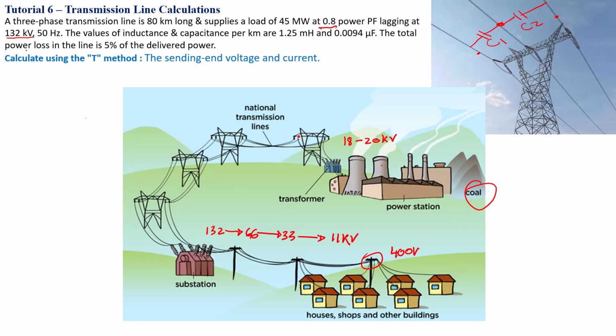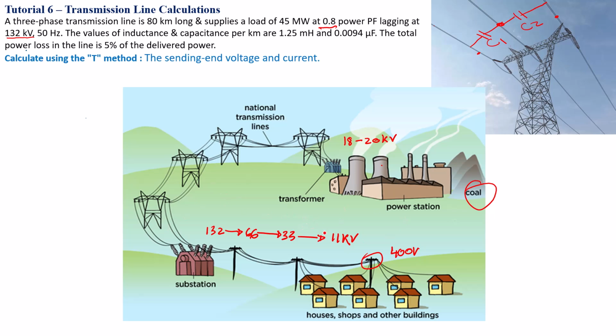Then we've got some line parameters. Now this is where the story is going to get very interesting for us. The values of inductance and capacitance per kilometer are 1.25 millihenry and 0.0094 microfarad. The total power loss in the line is 5% of the delivered power. That basically means that out of this 45 megawatts, 5% is dropping through this line due to the power loss across the resistance of the line.